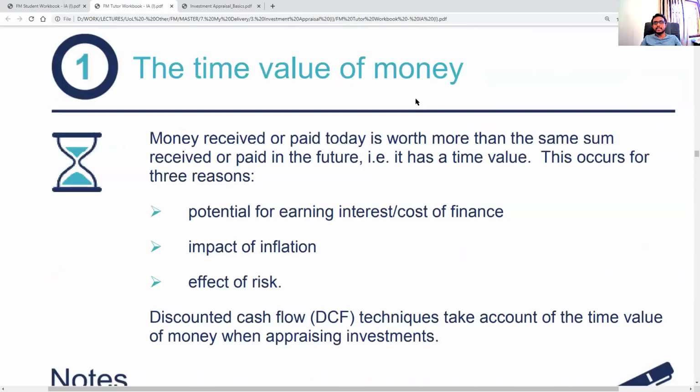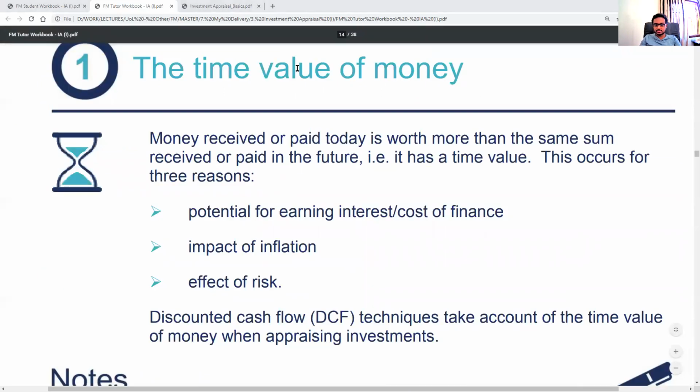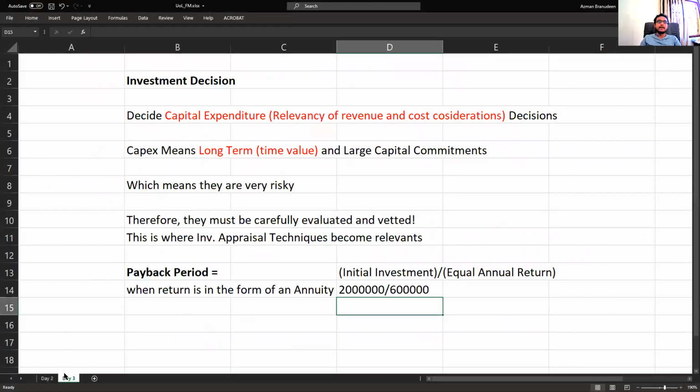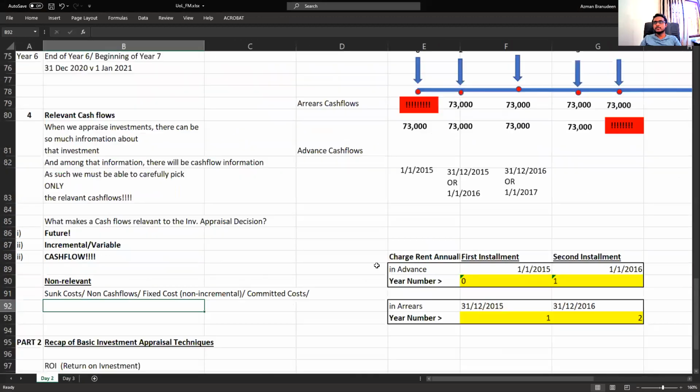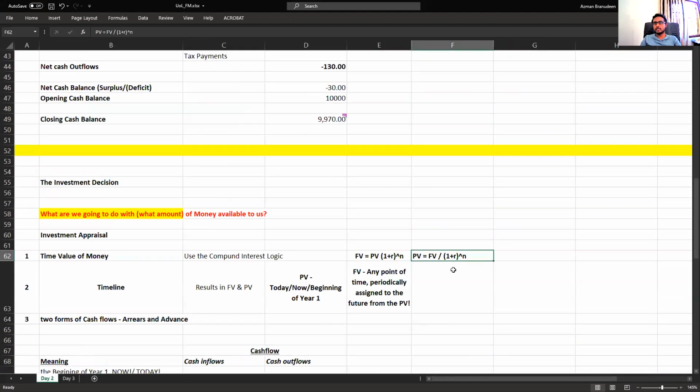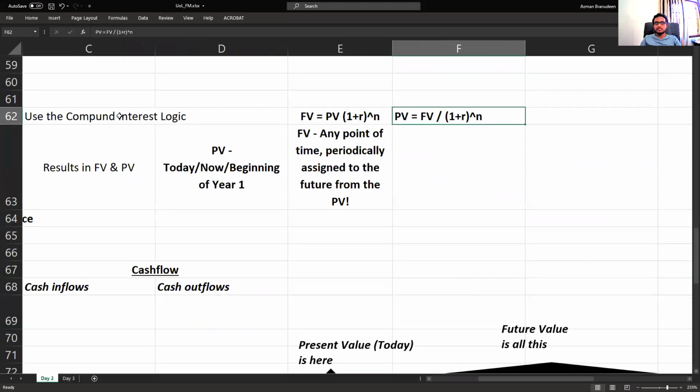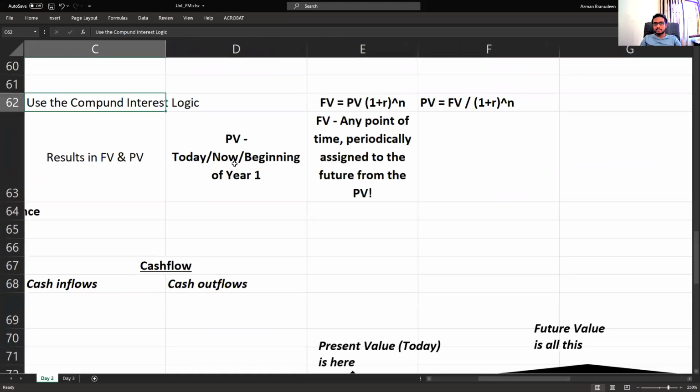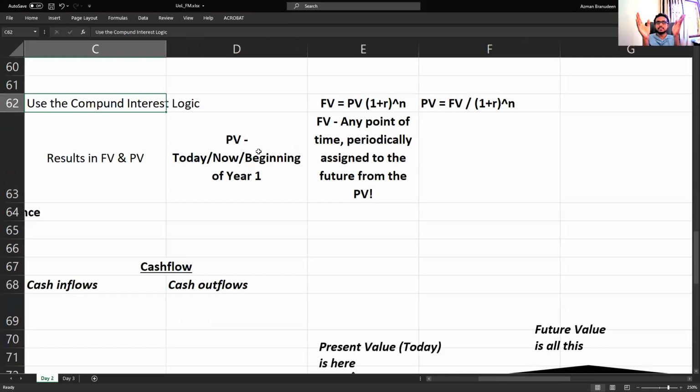So time value of money, I think we looked at the basics last week. This concept of future value and present value, this formula. It is the compound interest logic that we use to convert the value of money between 2 points of time. And because we want to have a relative point to which we can compare all cash flows against, that is why we have the present value.